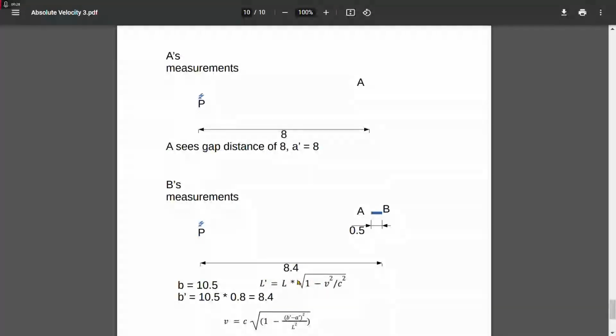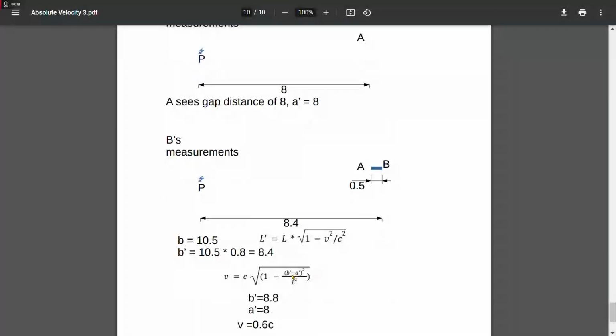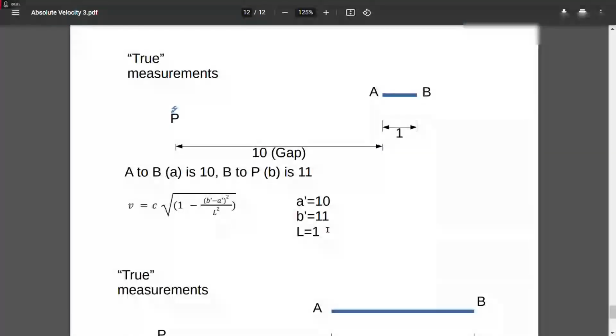and we get 8.4. In fact, if you want to make it easy, we already know this number is 0.8 from when we calculated the length contraction for A. So we just have 10.5 multiplied by 0.8 equals 8.4. And again, we just plug everything into this value again. Okay, and we just create another equation.